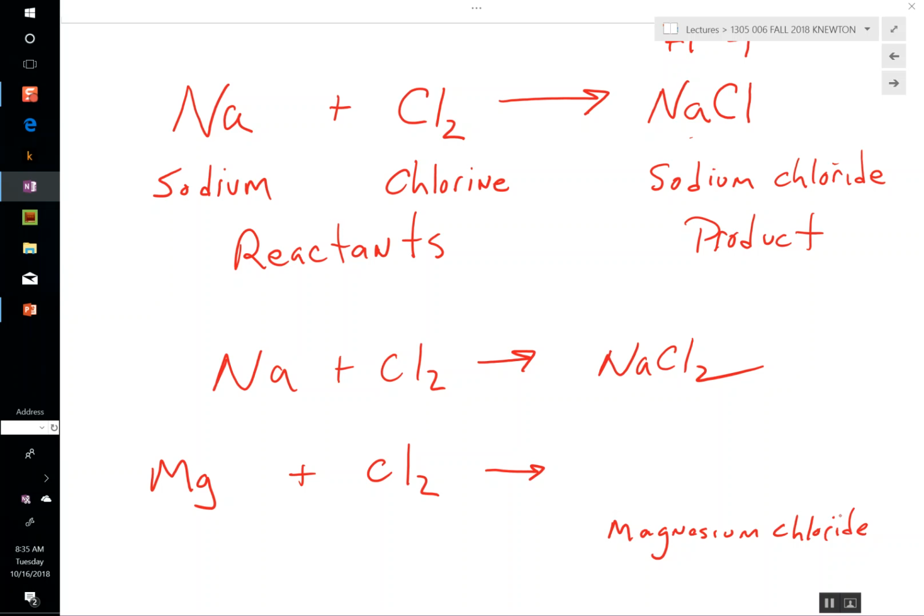MgCl2. Okay, because magnesium is sitting over here in group 2A. It is a +2 ion. Oh, look at that. It needs 2 chlorines with it. Well, that's beautiful. But it doesn't always work out that way. It worked out that way because magnesium is a +2 ion, not because chlorine is Cl2 on the left.